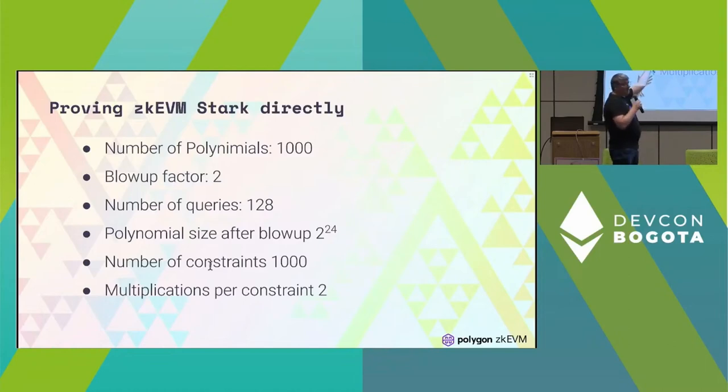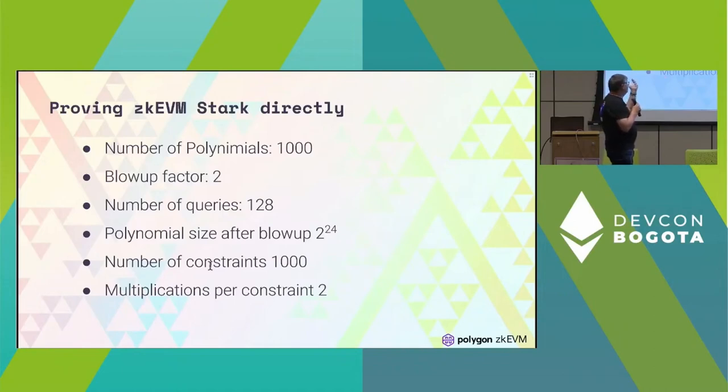It's important, this blow-up factor of 2, because if you go, for example, to a blow-up factor of 4, that means that we are doubling the proving time. So we need to go to the minimal, especially when we have so many polynomials here, so that's why we use a blow-up factor of 2. So let's talk about polynomials of size 2 to the 23, 2 to the 24 after the blow-up factor.